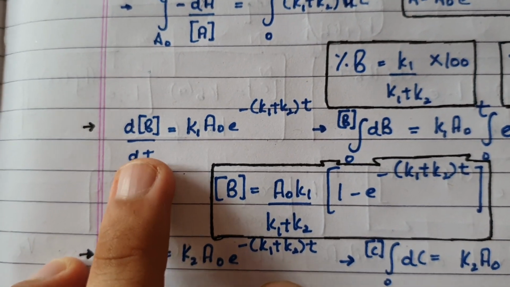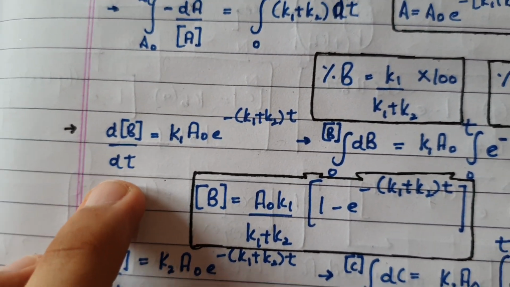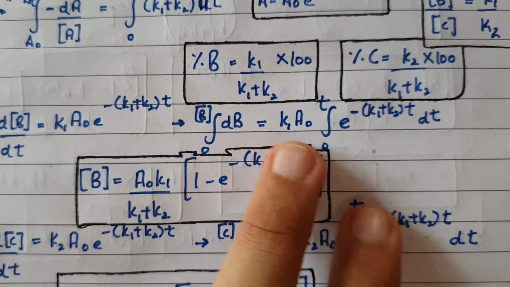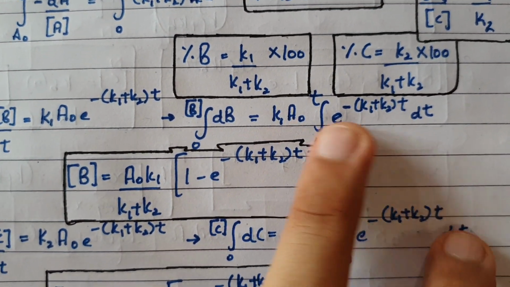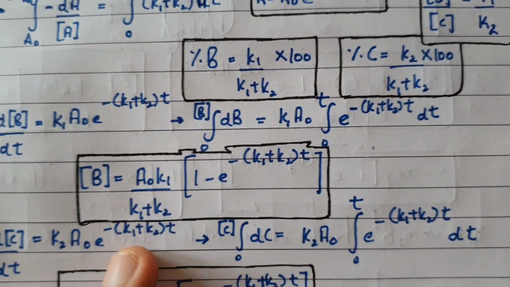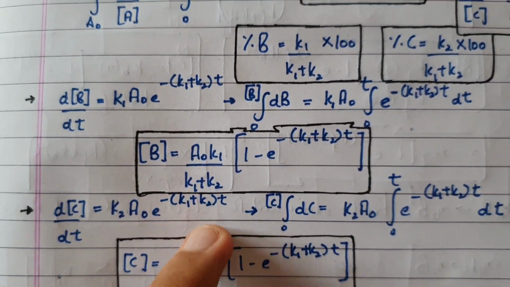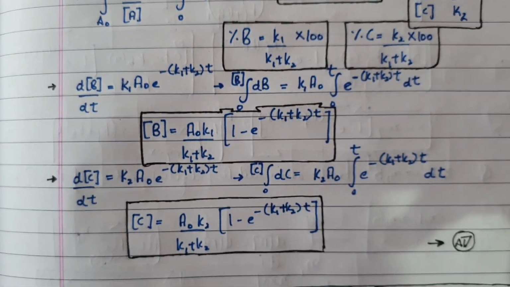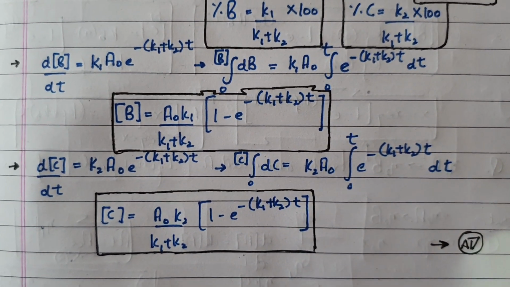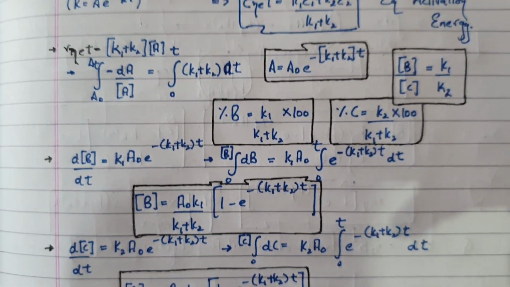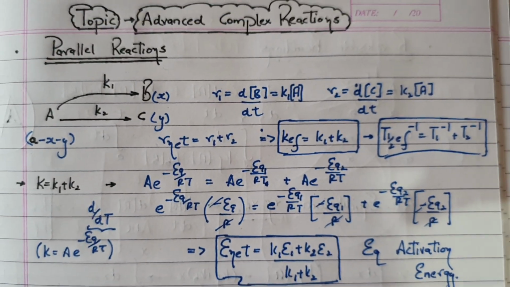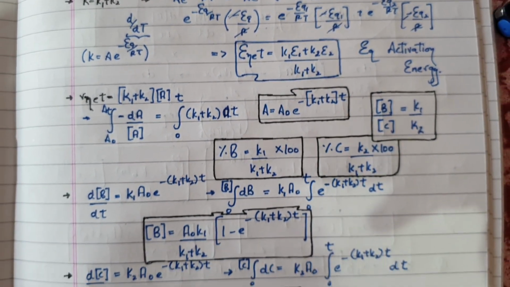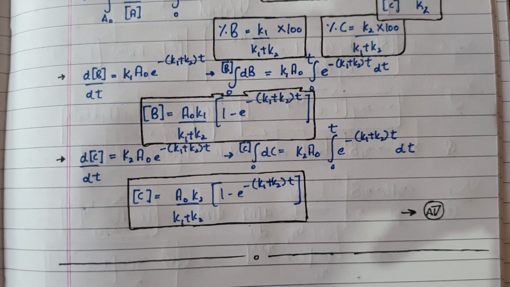Now further going on, dB by dt is equal to K1 A, and writing the value of A and integrating this function from 0 to t, 0 to B, just basic integration, we get the concentration of B, and similarly C. So just this much is regarding parallel reaction. It is very easy, and here the topic is complete.